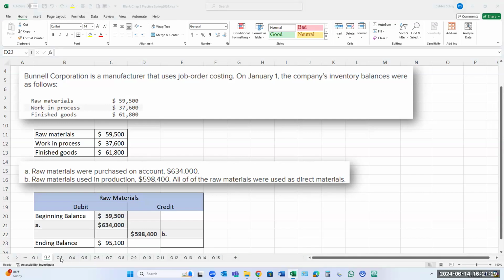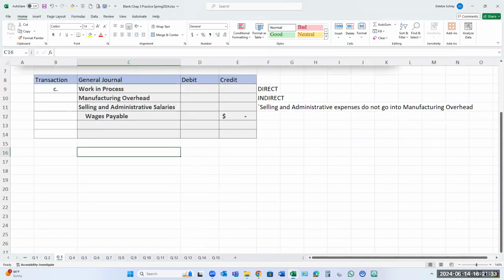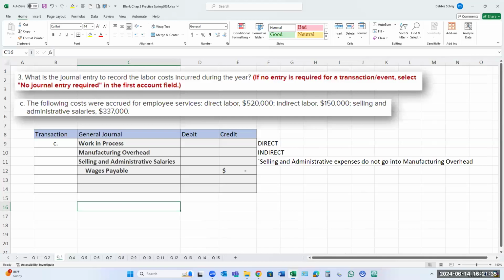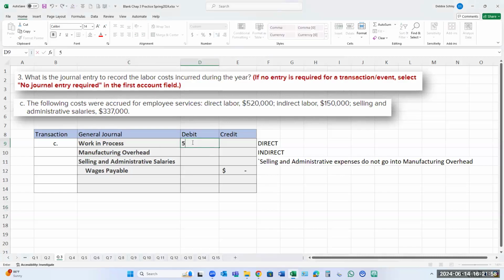All right. Question 3. What is the journal entry to record labor costs incurred during the year? So the labor costs were listed in transaction C, and they give us direct labor, indirect labor, and administrative sales and salaries. So direct labor goes into work in process as a debit.